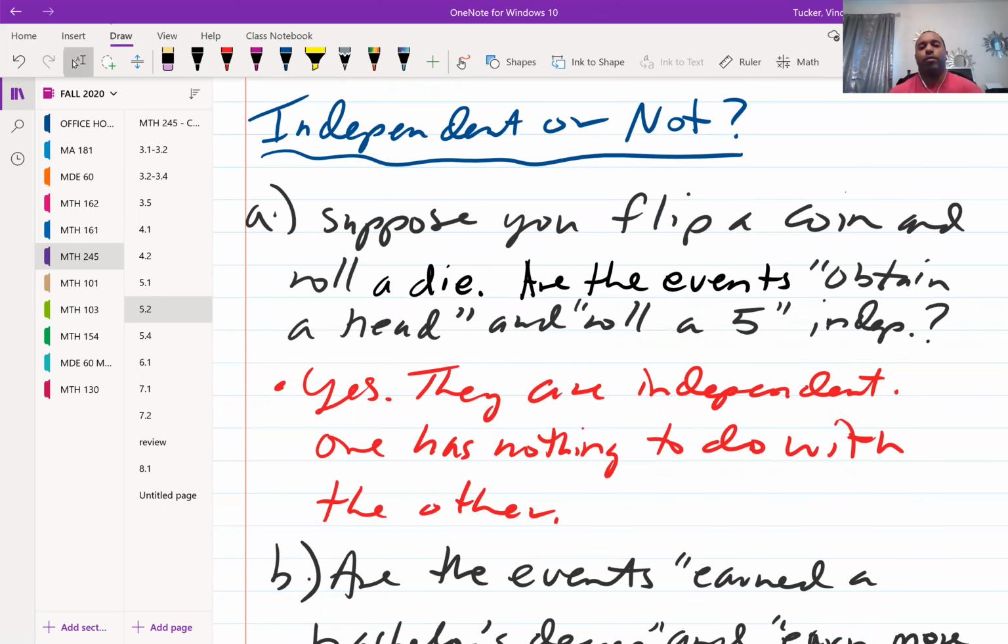All right, so you flip a coin and roll a die. Are the events obtain a head and roll a 5 independent? And the answer is yes, they are independent. One thing has nothing to do with the other. Flipping a coin has nothing to do with rolling a die. They don't affect each other in any way, so they are considered independent.